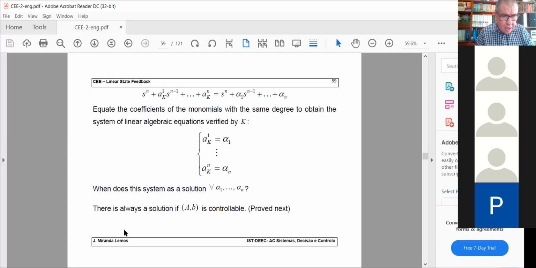Now, if the pair AB is controllable, in the sense that we have just studied, this system of equations always has a solution, no matter what the value of alpha that you have specified. That is to say, if the pair AB is controllable, you can place the poles of the closed loop where you want.